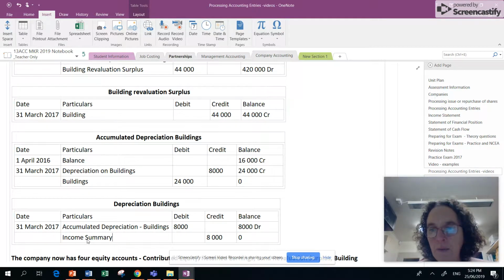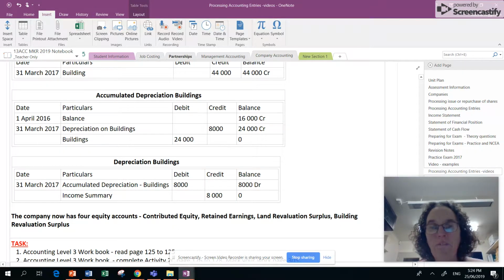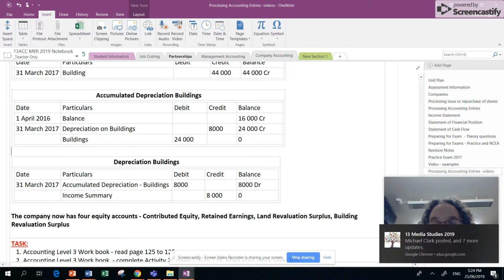So the only balances that are still in our accounts at the end of the year are for our assets, our liabilities, and our equity. Now we have four different equity accounts. We've got contributed equity, where we record all our shareholder transactions, so all the increases and decreases in shares. Retained earnings, which is where we put our profit and show the interim and final dividends coming out. Then we've got the land revaluation and the building revaluation surpluses as well.